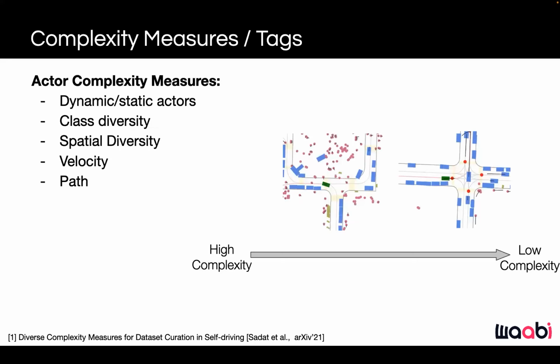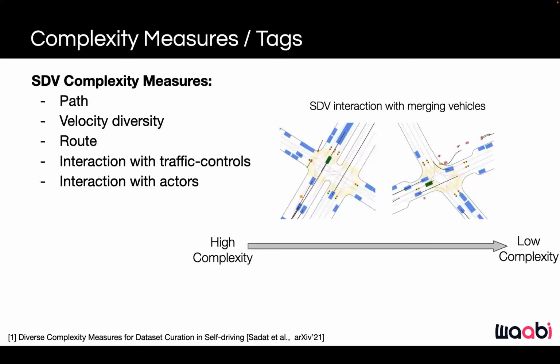And here you see some examples of low complexity, high complexity, or low interestingness, higher interestingness. With respect to the actors, you can do similar things. Do you have a lot of dynamic actors in the scene? Are there a lot of different classes, so that it is a very rich scene in terms of diversity? Is the diversity also spatial? Maybe you're interested in understanding whether your system can handle all the different things. What about velocities? Is everybody doing the same thing and it's boring, or do we see really different behaviors within the same scenario? And what are the paths that the different actors are going on?